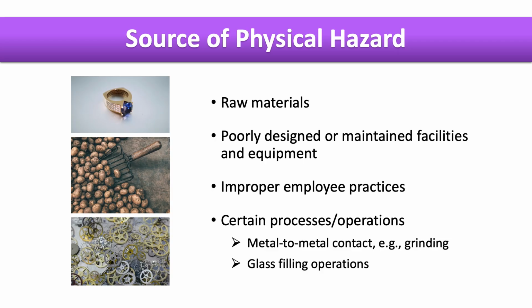Improper employee practice may also lead to physical hazard contamination. For instance, if jewelry is not removed during food manufacturing, it may contaminate the final products. Other sources of physical hazard may involve certain processes or operations. Metal-to-metal contact in equipment can introduce metal fragments into products, while glass inclusion can occur whenever processing involves the use of glass containers.